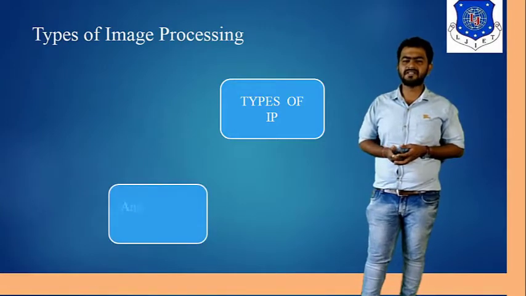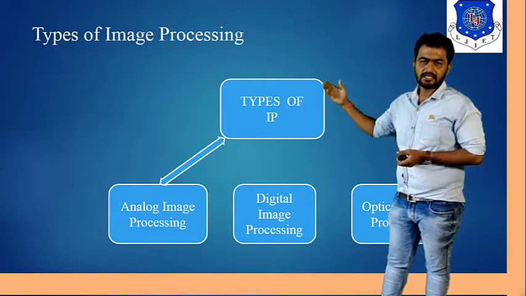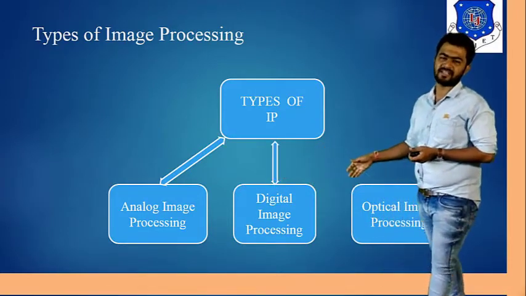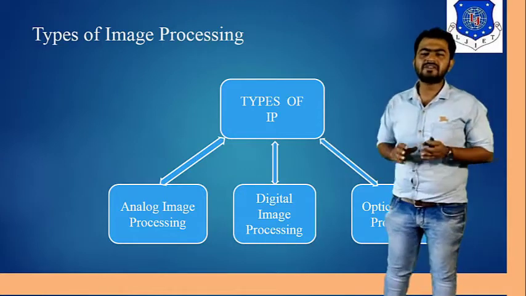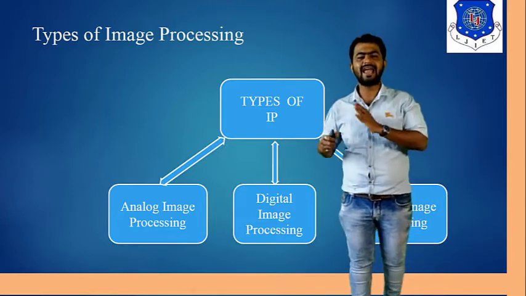Now, types of image processing. When we discuss the types of image processing, we have analog image processing, digital image processing and optical image processing. So ultimately we have three types: analog, digital and optical.